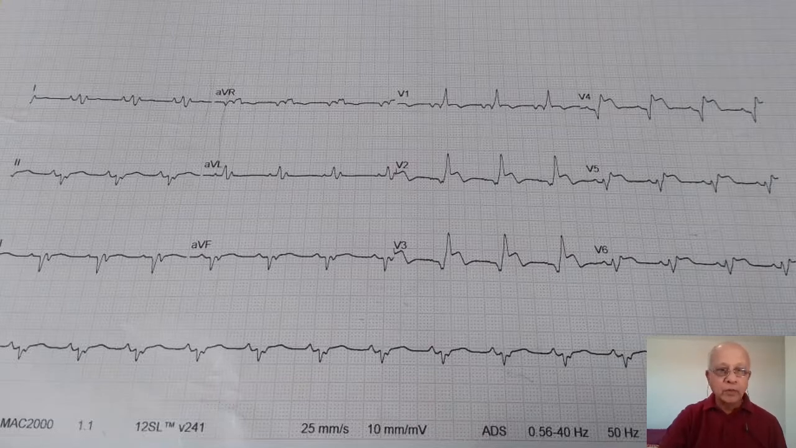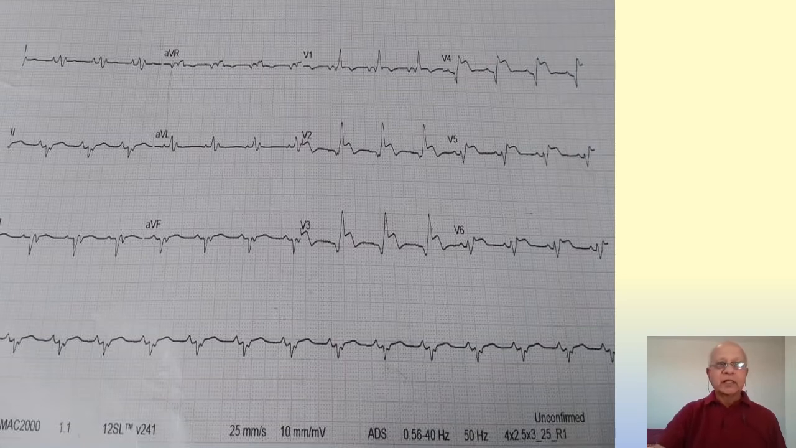Okay, so we'll go on to the answers to this question. Let us start with the limb leads first. Now, from this you can find out that the patient is in sinus rhythm with a regular heart rate which works out to around 84 per minute.